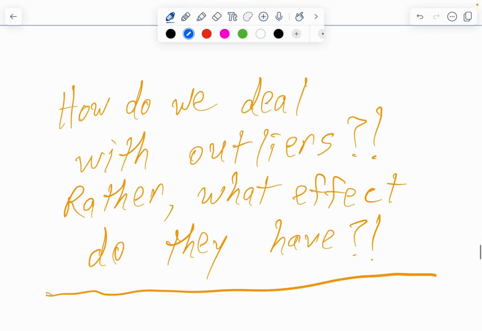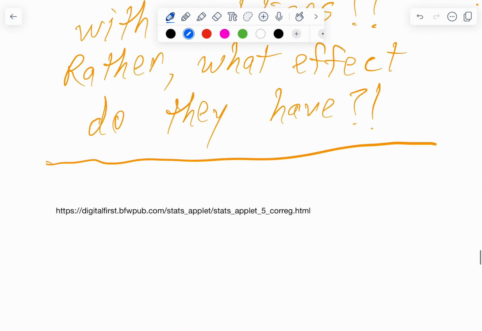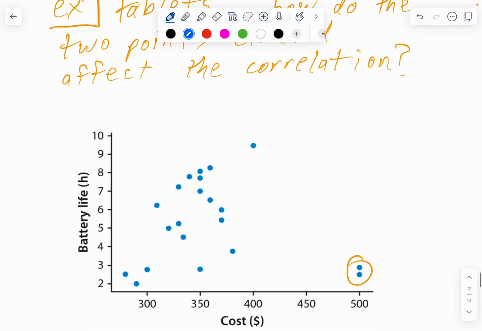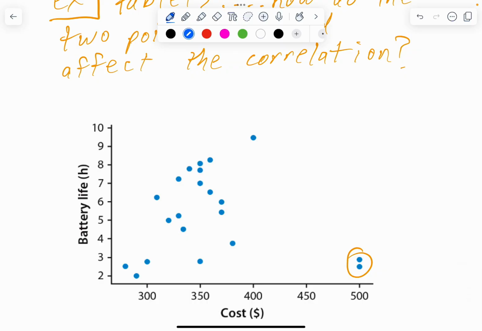How do you deal with outliers? Rather, what effect do they have? You can look at this website if you want to play around with it a little bit, but outliers can increase correlation, outliers can decrease correlation, etc. So this is why it's so important to look at the graph. If I were to cover up those 2 points down there, right, I would say we have a positive correlation here, but it's not super strong, so maybe this correlation is like positive 0.6 or so.